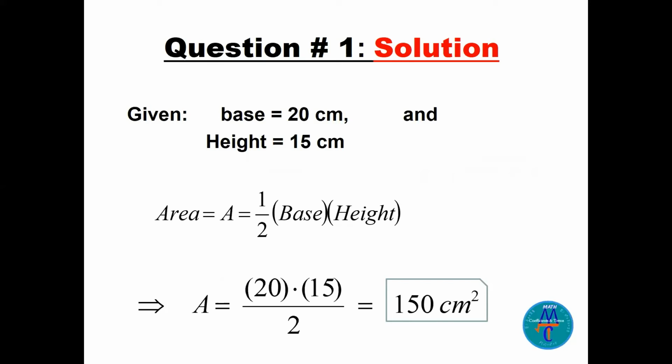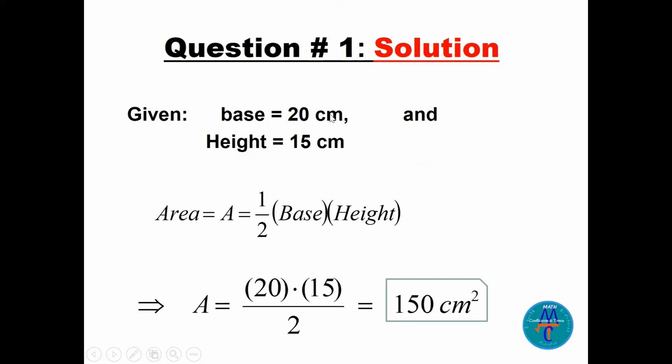So half means over 2. 20 times 15 over 2, so this is 150. You have to write here centimeters squared. If you don't write the units, that's wrong because we have units in the question.